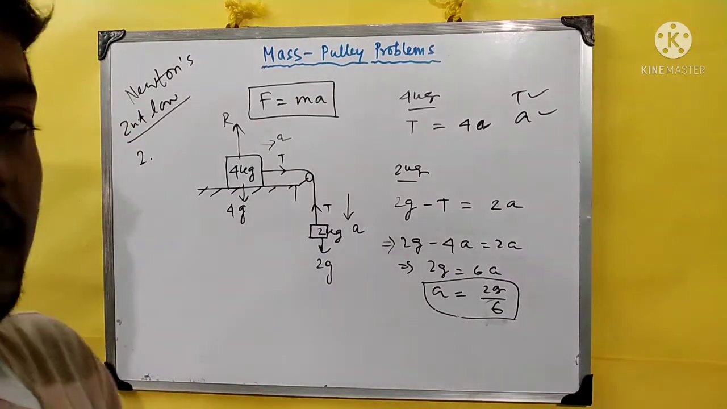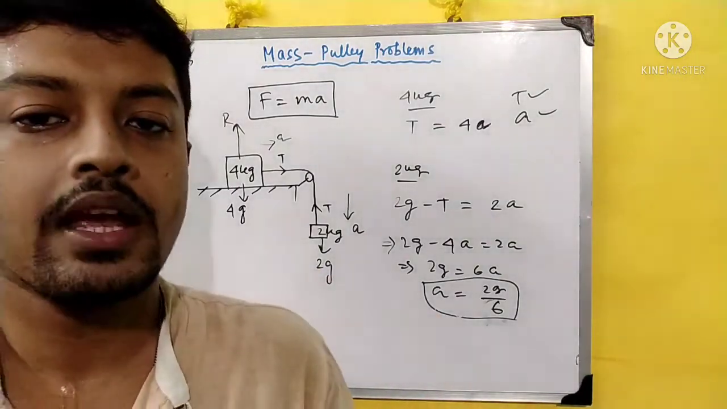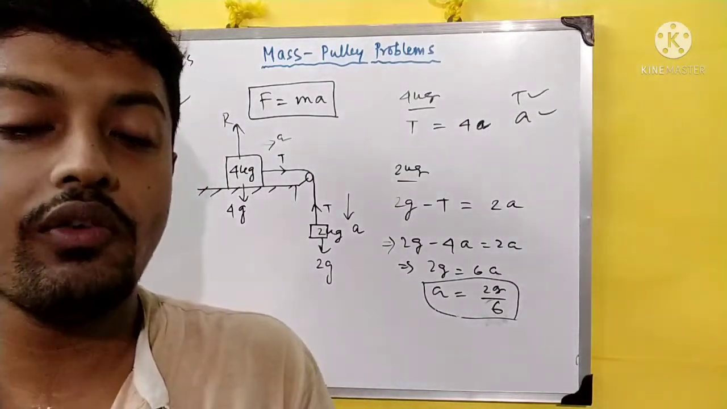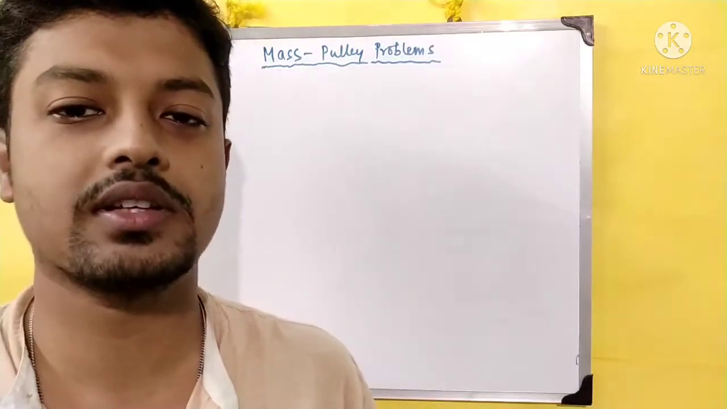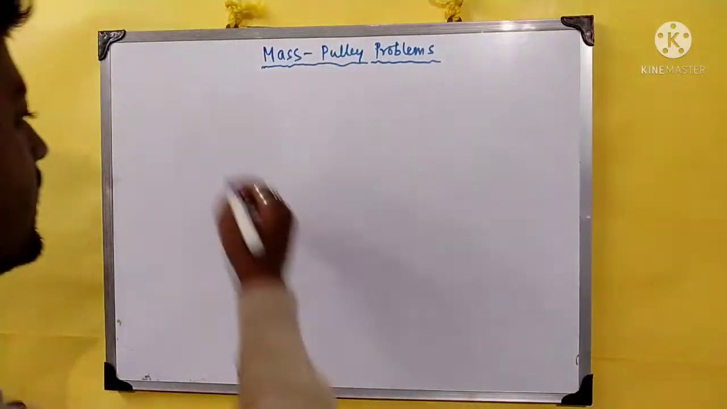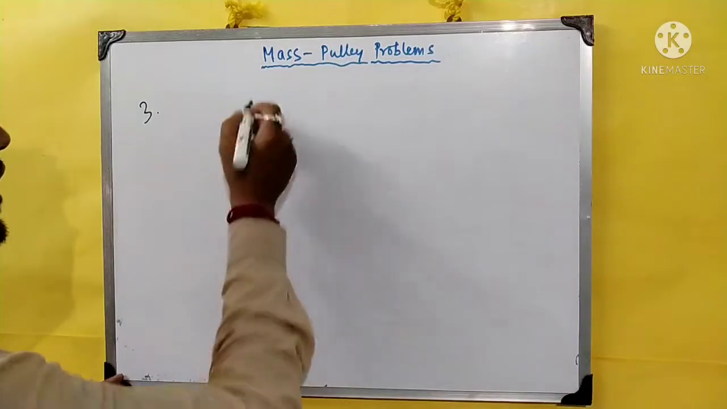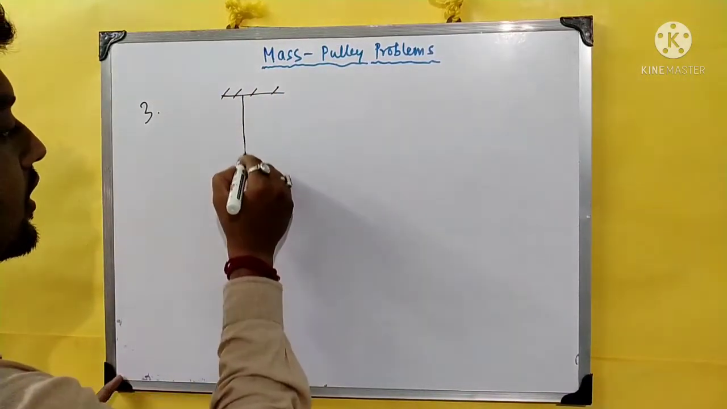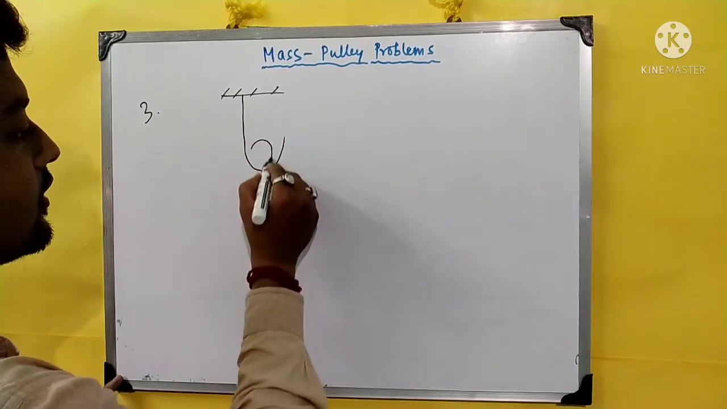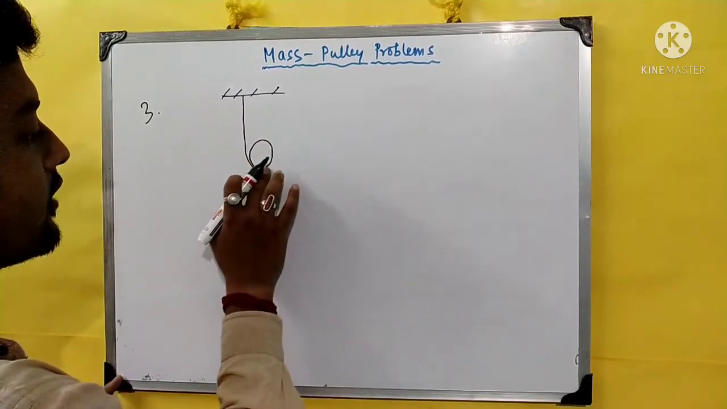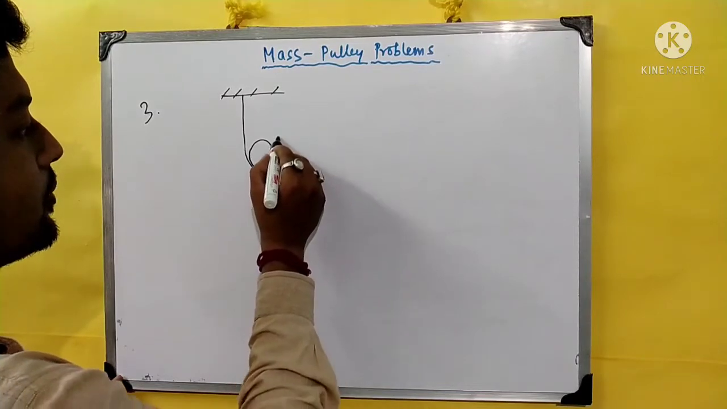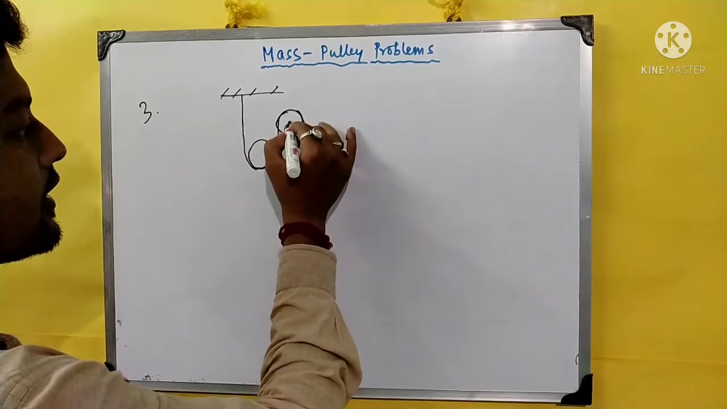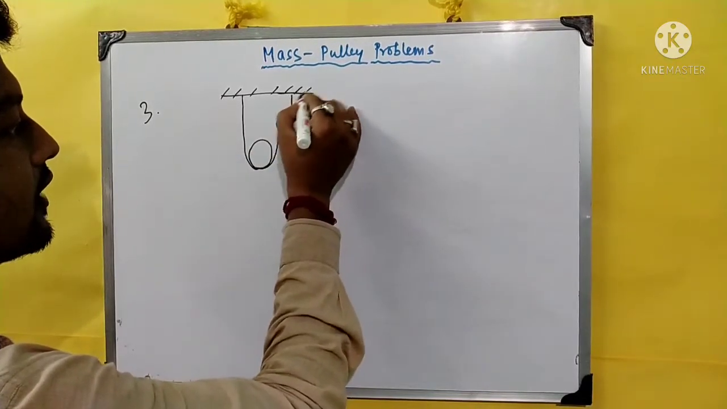In this example, I showed a fixed pulley. Next we will take an example of a movable pulley. Let's make your concepts clear about this. Our third example is, let's say this is a rigid support from which a pulley is tied with the string. This is a movable pulley, and this one is a fixed pulley. This one is fixed with the rigid support.